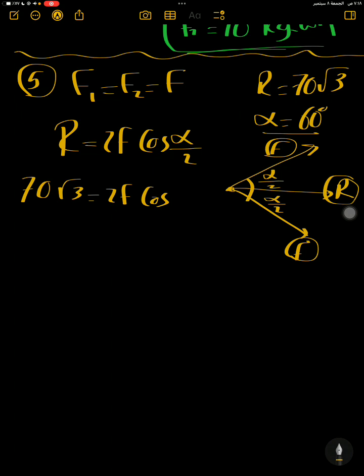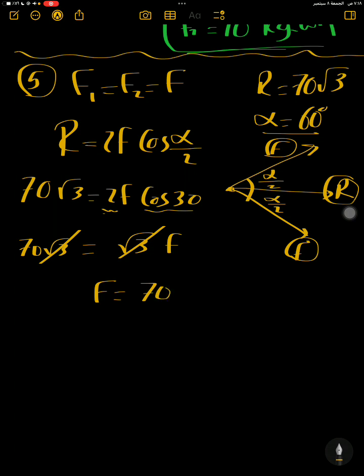Alpha is 60. 60 over 2 equals 30. If we make 2 times cosine 30, the result will be root 3. F root 3 equals 70 root 3. Now we can cancel root 3 with root 3, then F equals 70. That means F1 equal F2 equals 70. So the magnitude of each of the two forces equal 70 Newton.